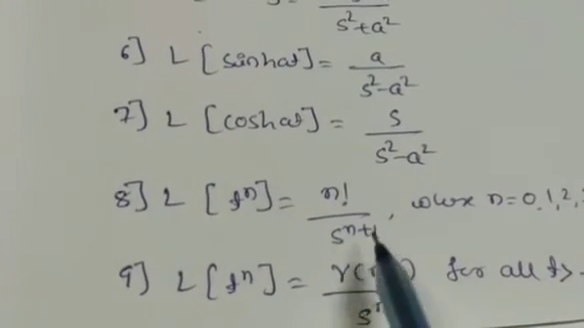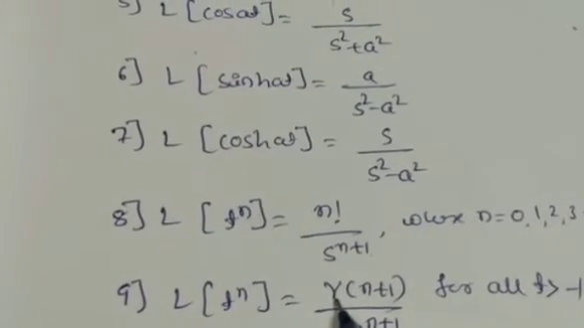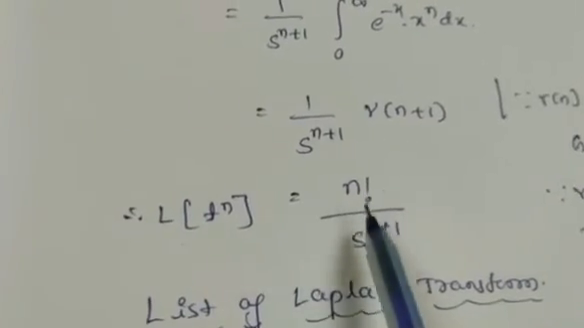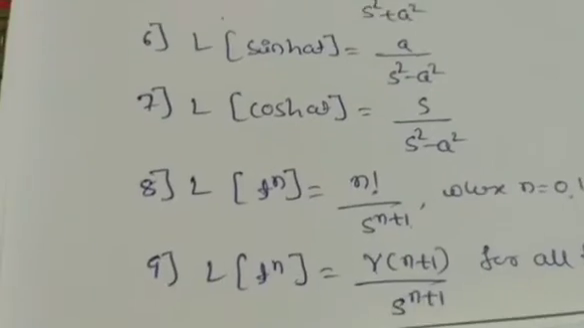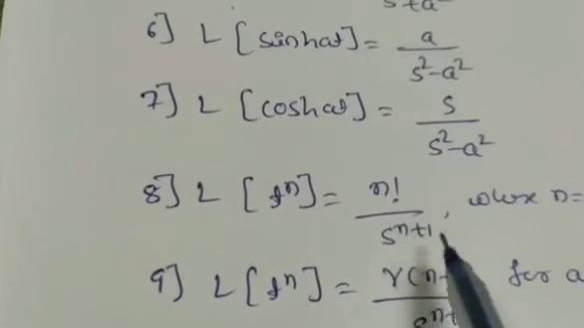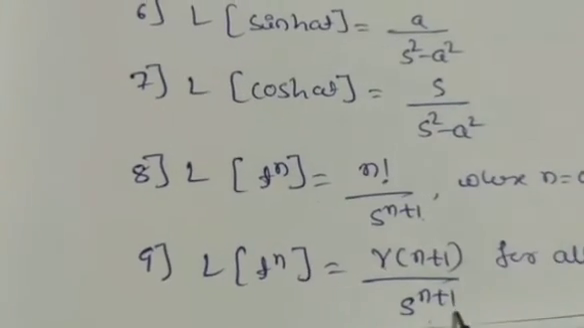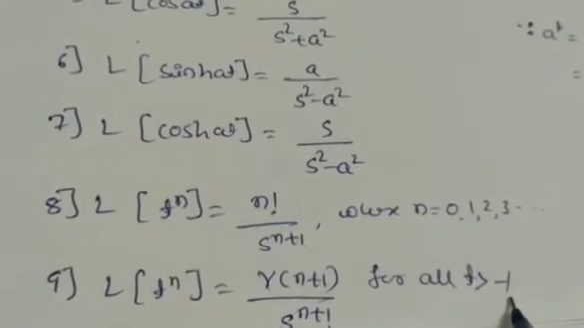Instead of this n factorial, we can write it in terms of the gamma function also, because we studied here that n factorial is nothing but gamma n plus 1. So we use the same result here also. The Laplace transform of t raised to n is equal to, in place of n factorial, we can take gamma n plus 1 divided by s to the power of n plus 1. This is also valid for all n greater than or equal to minus 1.